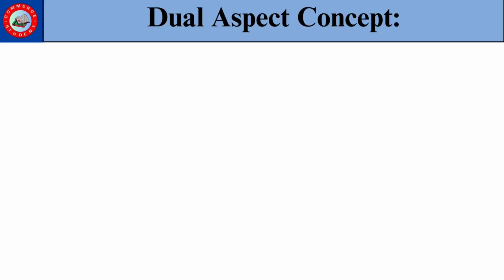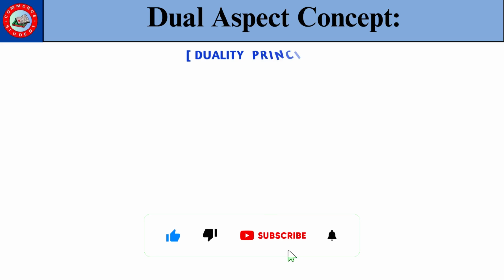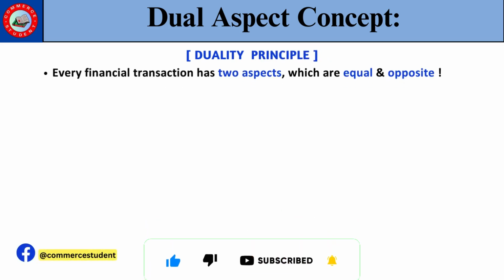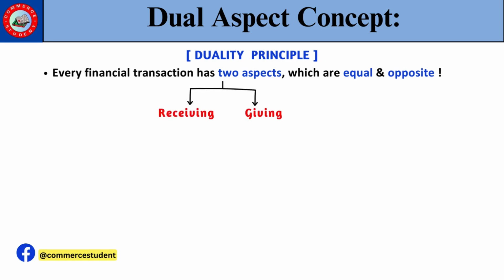Moving on to our first concept, that is dual aspect concept. This concept is also known as duality principle. According to it, every financial transaction has got two aspects which are both equal and opposite. That is receiving and giving aspect or sacrificing and benefiting aspect. Imagine purchasing a computer for rupees 25,000 where you are giving away the money, that is sacrificing aspect, and receiving the computer, that is benefiting aspect.